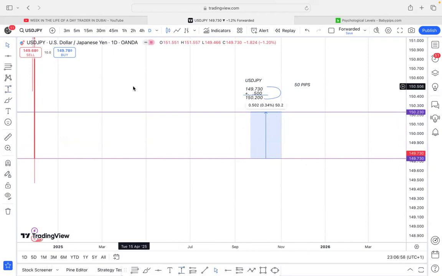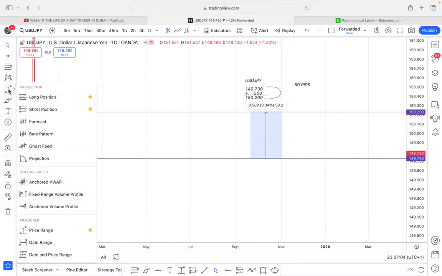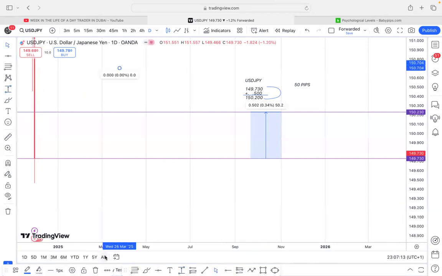If you don't know where this tool is, go to the right, left-hand side. Check this point here: price range, left-hand side, price range. Check it out. Add it to your favorites. You're going to be needing it a lot while you're doing your breakdown. So now price has moved 50 pips, right?